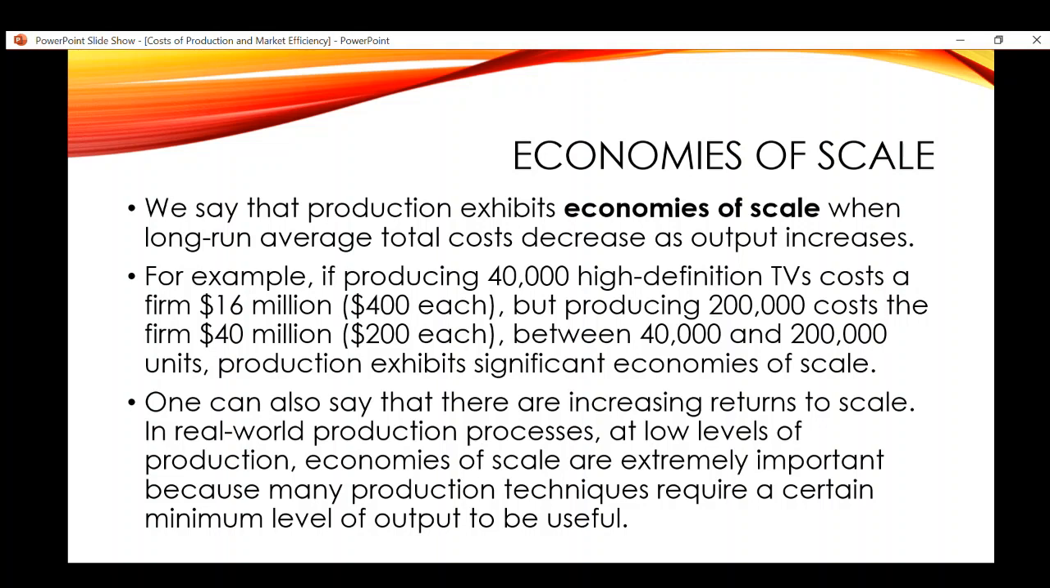So pag abot sa 200,000, although 40 million in total, ang iyang individual nga costing is mas barato. So, mas makaingon ta ni nga naay economies of scale. One can also say that there are increasing returns to scale. So, in real-world production processes at low levels of production, economies of scale are extremely important because many production techniques require a certain minimum level of output to be useful.